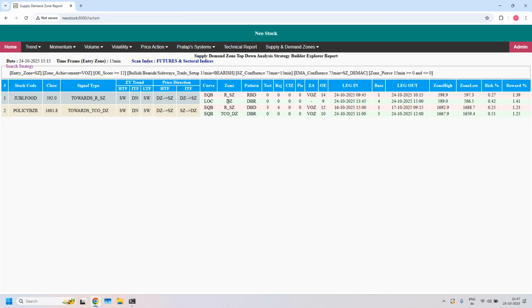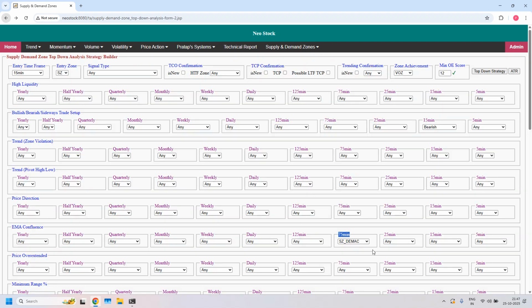Two stocks are filtered. So these two 75 minute supply zones are having more high probability to get success, provided lesson 20 checklist items are satisfied, otherwise higher chances of zone violation. Okay, second strategy, let us apply.